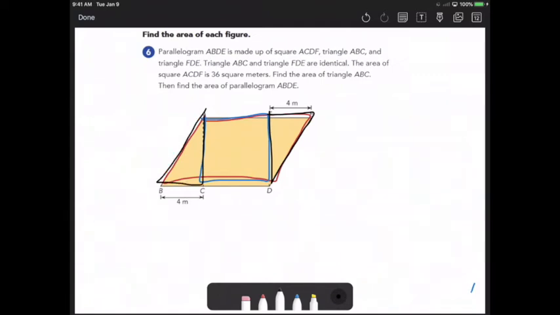It says the area of the square is 36 square meters. So right in here, this is 36 square meters. You need to find the area of the triangle ABC, and then find the area of the entire parallelogram. So I want you to pause, try that, and then hit play when you are ready.